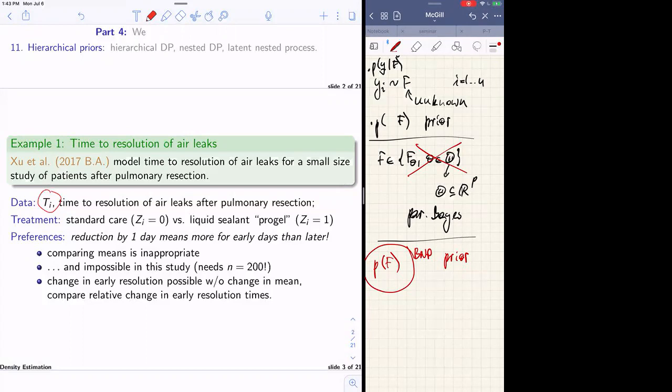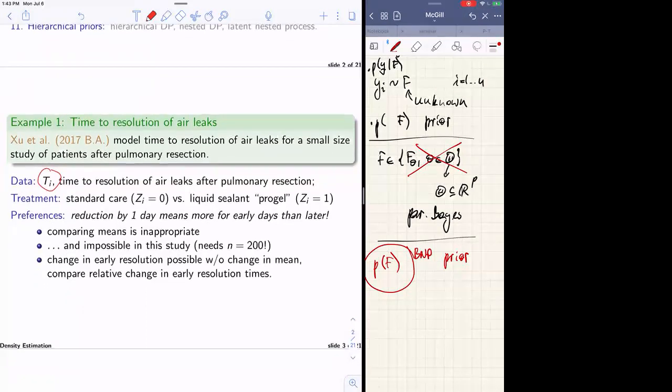So we want to compare these two treatments and let the better one win. Now, there's a little twist to that. Just reducing the TI, just reducing the average TI, is actually not enough to show. What's really going on is reducing the TI by just 1 day in the early days is much more important than reducing it by 1 day in the late days. Whether it takes 44 days or 45 days almost doesn't matter. Whether it takes 1 or 2 days makes a huge difference clinically. So details of the distribution matter, not just the mean.